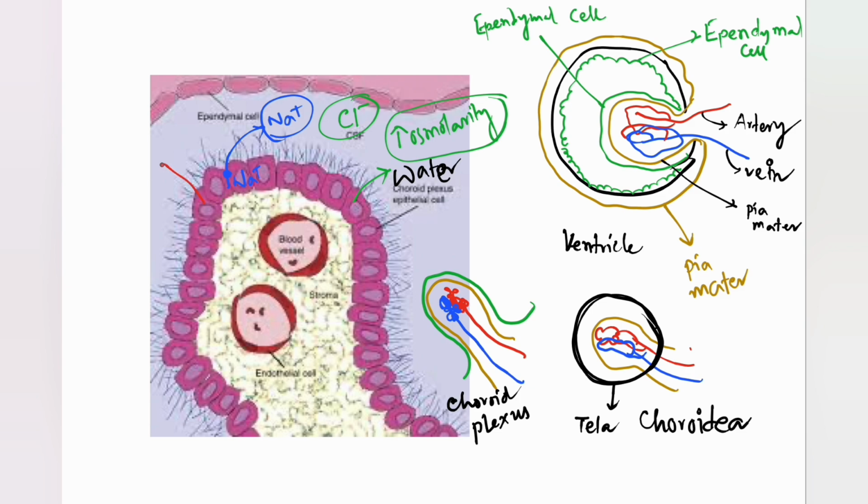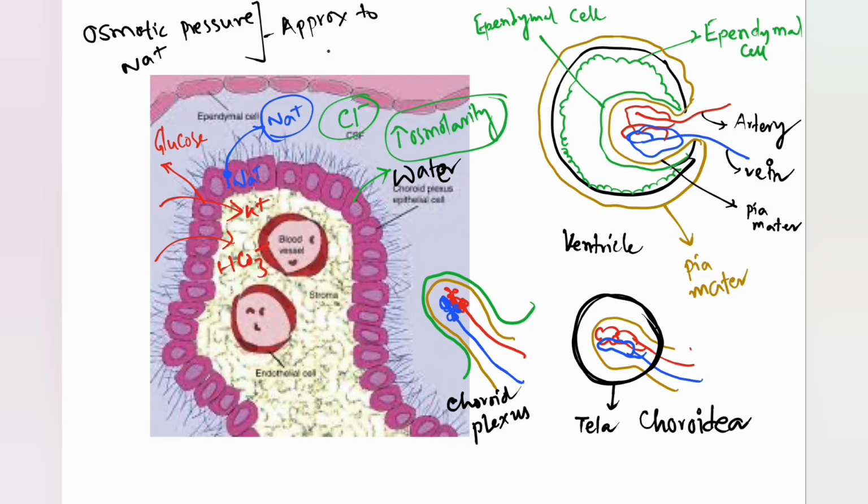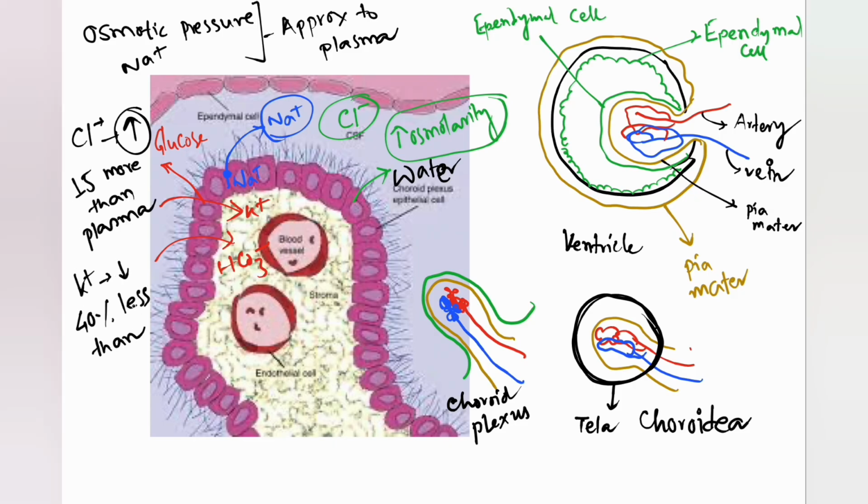Less important transport processes move a small amount of glucose into the CSF, and both potassium and bicarbonate ions out of the CSF into the capillaries. Therefore, the resultant characteristics of the CSF become the following: osmotic pressure approximately equal to that of the plasma, sodium ion concentration also approximately equal to that of plasma, chloride ion about 15% greater than the plasma, potassium ions approximately 40% less than the plasma, and glucose about 30% less than the plasma.